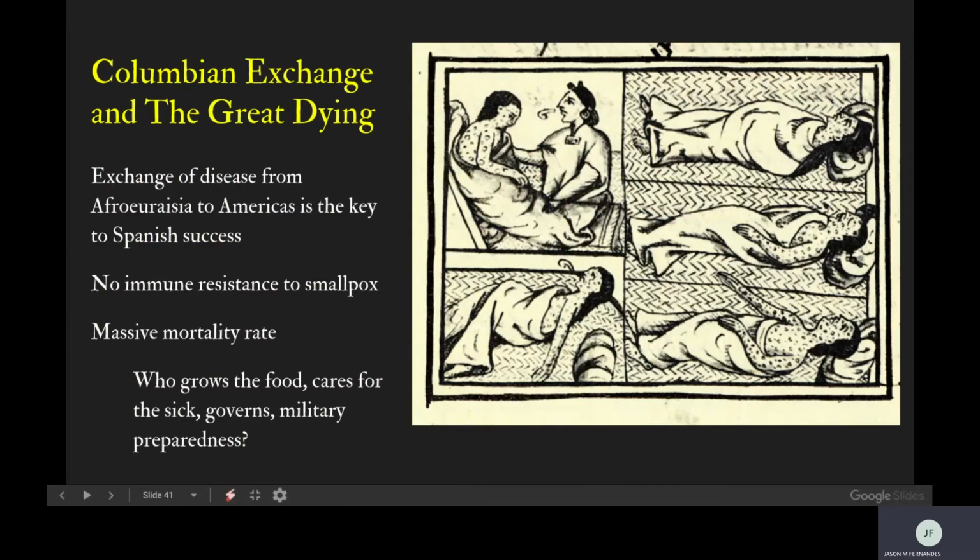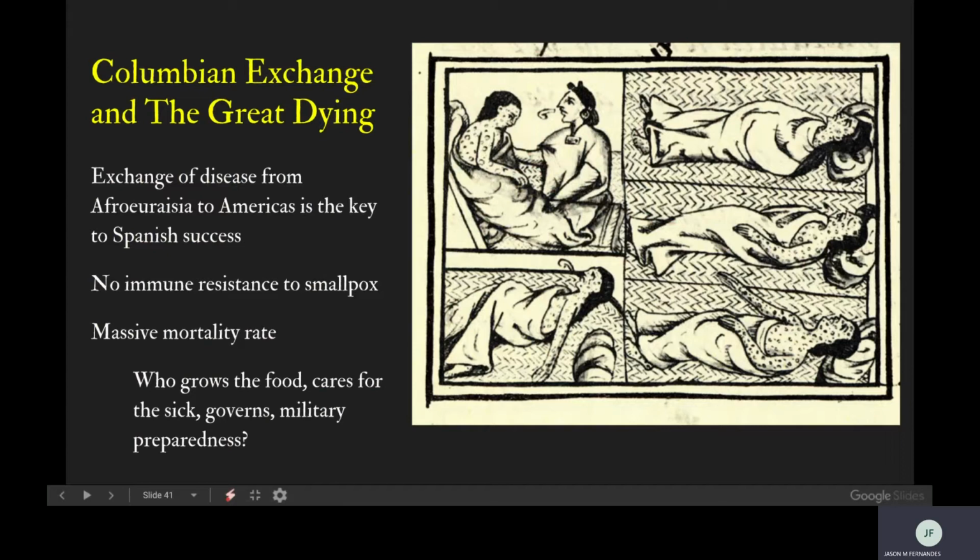So how are they able to take them down, right? And really, we have to look at disease, right? This is the real key here. Is European essentially being a disease vector for smallpox, right? They bring it with them and they infect the indigenous people who do not have an immune response to this, right? Remember, these two continents have been separated, right? So smallpox does not exist in the Americas. So there is no immune response. And it's absolutely devastating, right? You have this massive mortality rate.